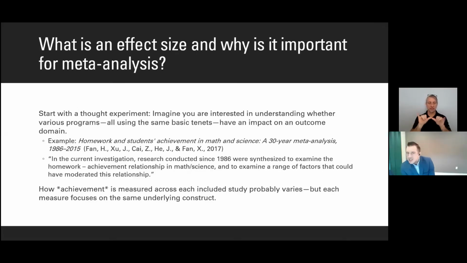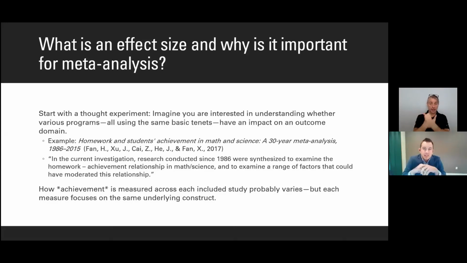So let's start here. What is an effect size? What do I mean by that term? And why is it important for meta-analysis? Let's imagine that you're interested in understanding the effects of various programs, all with the same characteristics and maybe core components, and whether or not they have an impact on some outcome domain. I've got an example here of a STEM meta-analysis that was published a few years ago, looking at the impact of homework on students' academic achievement in math and science. The authors say that the research conducted since 1986 was synthesized to examine that relationship and a range of factors that moderated that relationship.